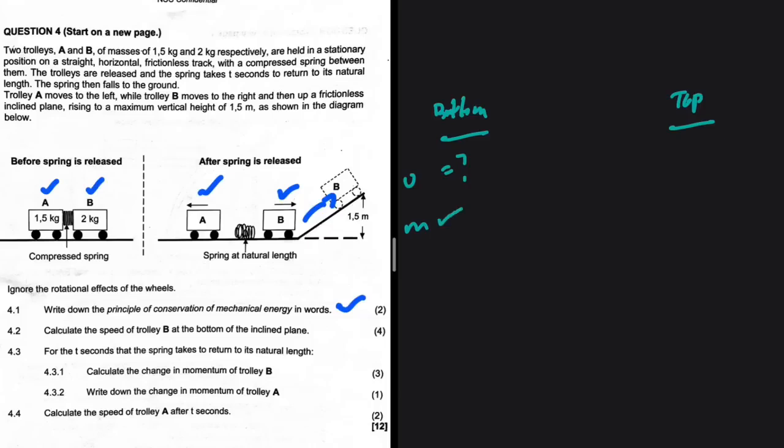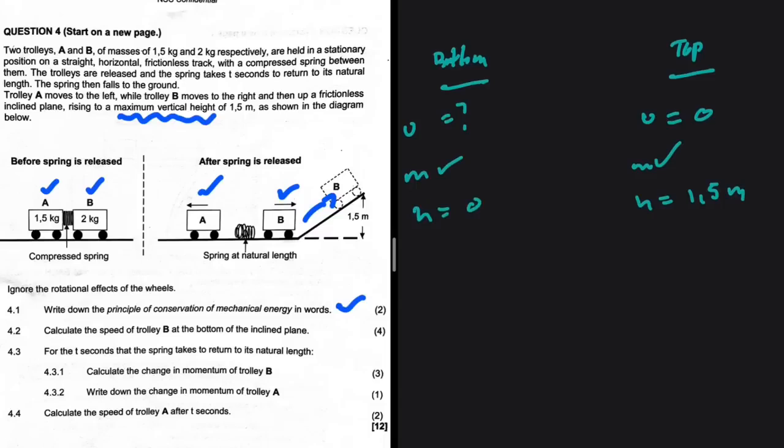And then at the top of the incline, the question says it reaches a maximum height. That's what I want to see, because if it reaches a maximum height, I know that the velocity is 0 there. So it rises to a maximum vertical height. So v equals 0 at the top, because that is the maximum height. The mass is still the same, but we have the height, which is 1.5 meters. Here we can say that the height is equal to 0. So this information looks like it is enough for us to use the conservation of mechanical energy.